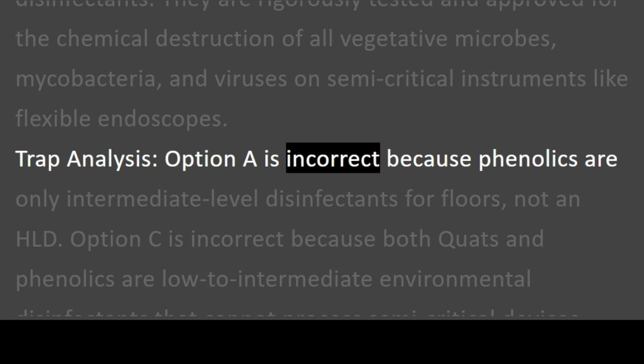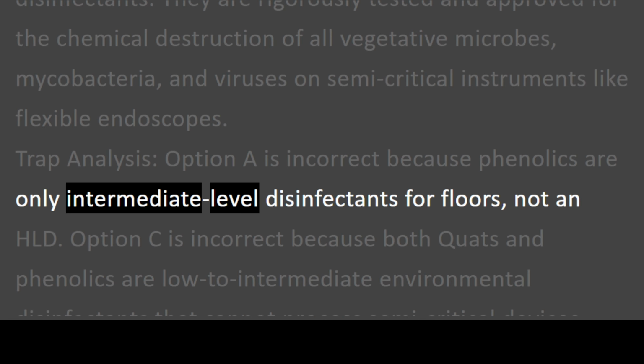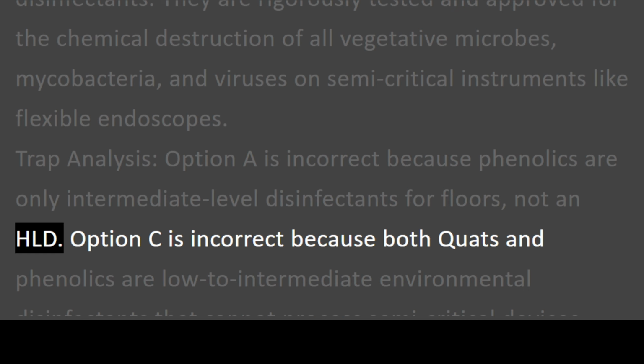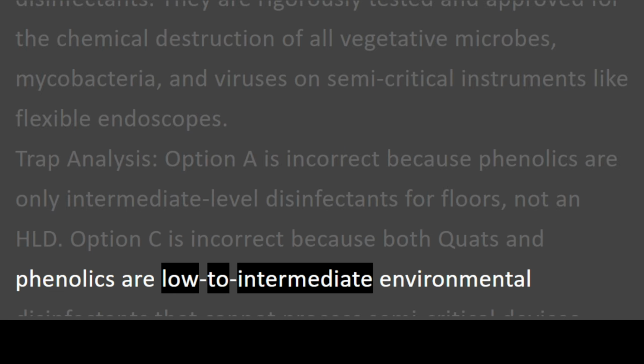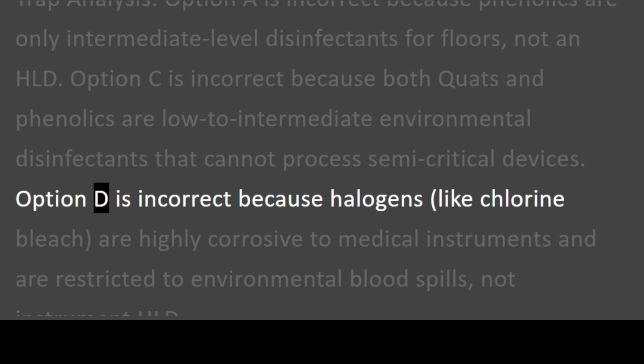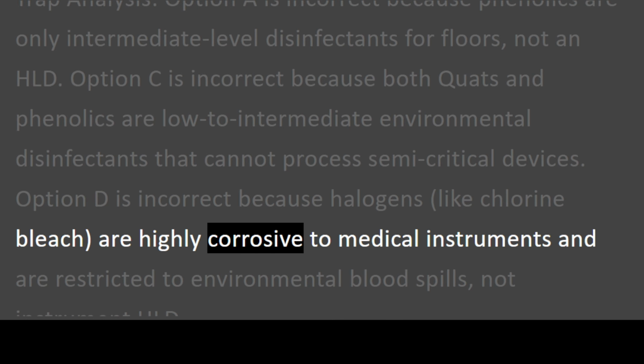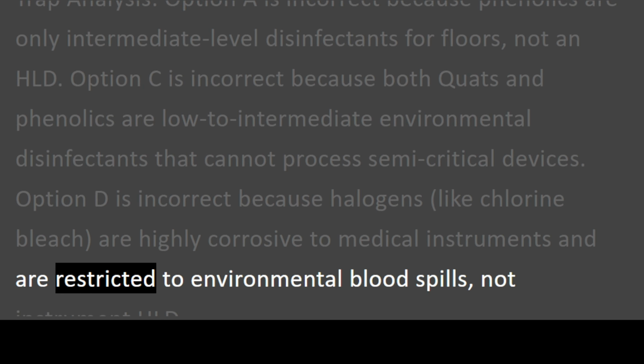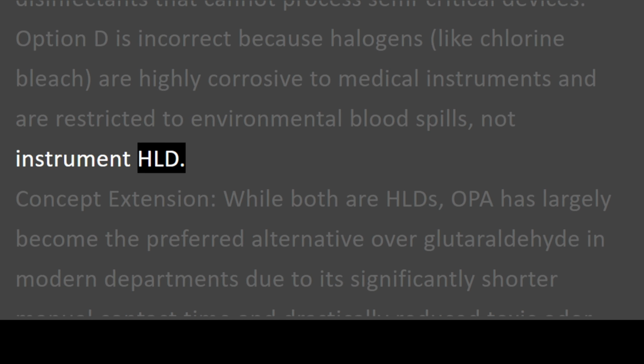Trap analysis. Option A is incorrect because phenolics are only intermediate-level disinfectants for floors, not an HLD. Option C is incorrect because both quats and phenolics are low to intermediate environmental disinfectants that cannot process semi-critical devices. Option D is incorrect because halogens, like chlorine bleach, are highly corrosive to medical instruments and are restricted to environmental blood spills, not instrument HLD.